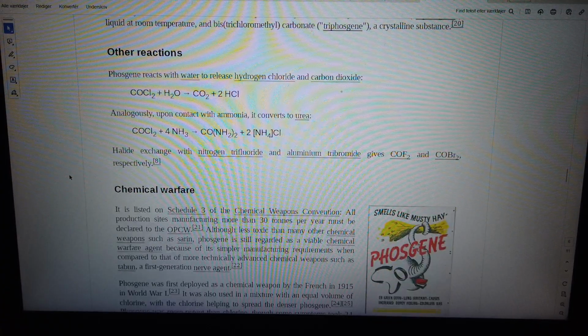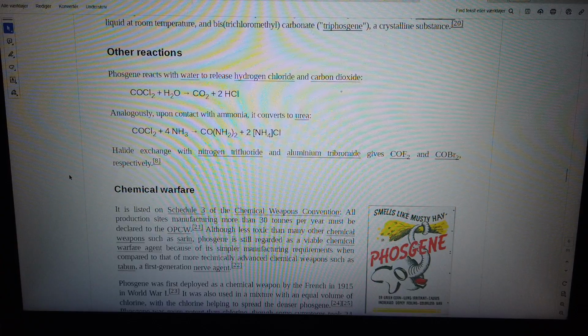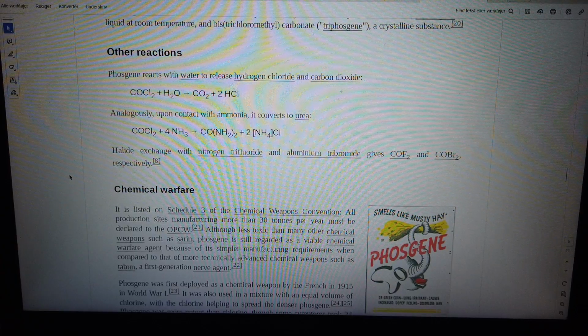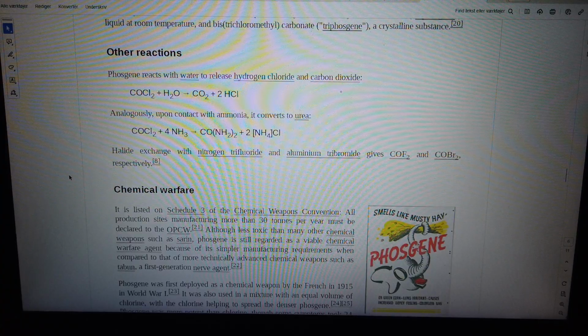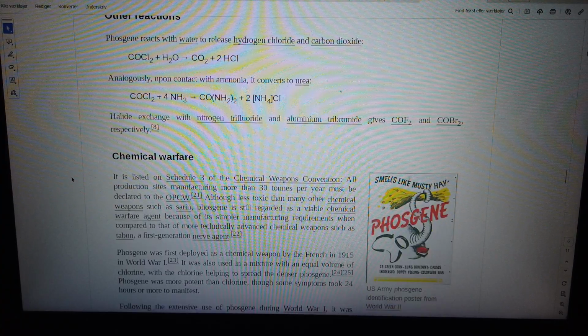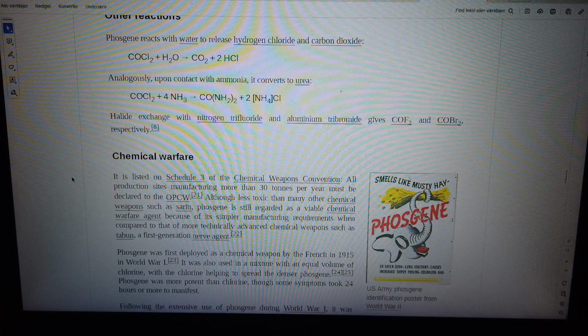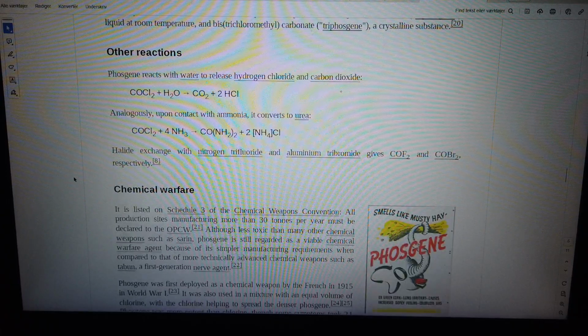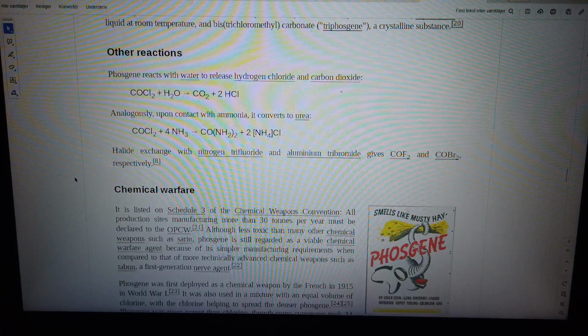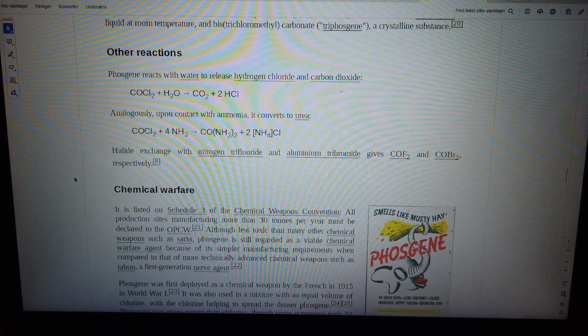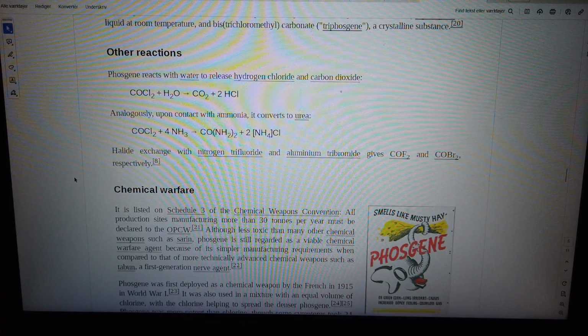Phosgene reacts with water to release hydrogen chloride and carbon dioxide: COCl2 plus H2O gives CO2 plus 2HCl. Analogously, upon contact with ammonia, it converts to urea: COCl2 plus 4NH3 gives CO(NH2)2 plus 2NH4Cl. Halide exchange with nitrogen trifluoride and aluminium tribromide gives COF2 and COBr2 respectively.